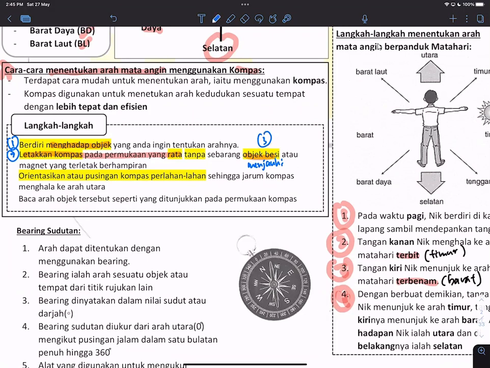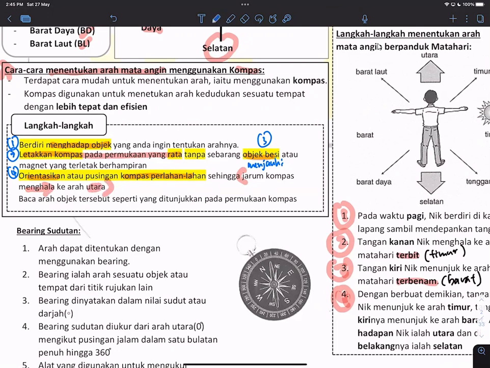And then the fourth one, we try to slowly rotate. So in bahasa, orientasikan, slowly turning. So that's why orientasi or pusingan, same thing. Yeah, so prefer to use orientasikan because this is what the exam is going to use very often. So orientasikan the compass perlahan-perlahan until the jarum is pointing towards the north. So these are the major 4 steps.